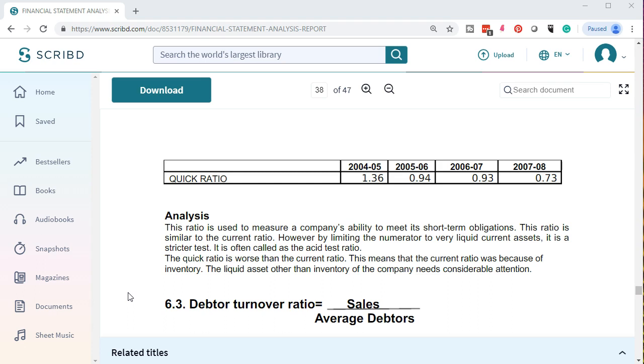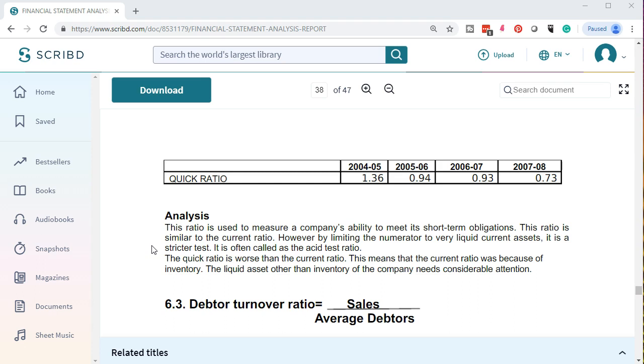The quick ratio is worse than the current ratio. This means that the current ratio was supported by inventory. The liquid assets other than inventory of the company need attention. So again, we have some analysis here to tell us what the difference is, and note they were able to pull out and say that part of the difference is due to inventory, because inventory is not in the quick assets while it is in the current assets. So the software could basically make that determination.